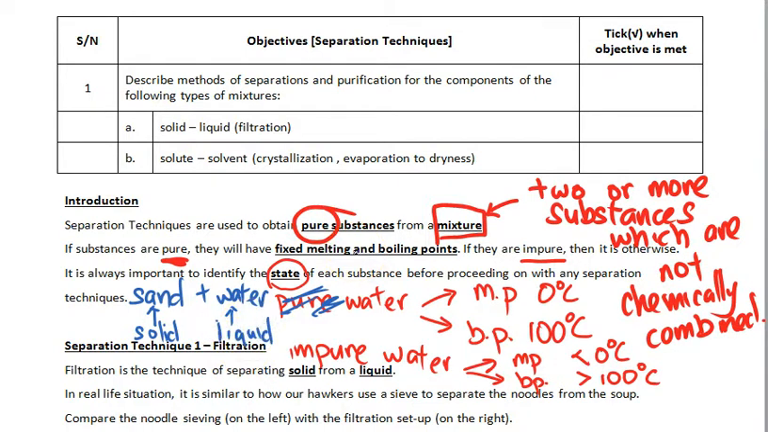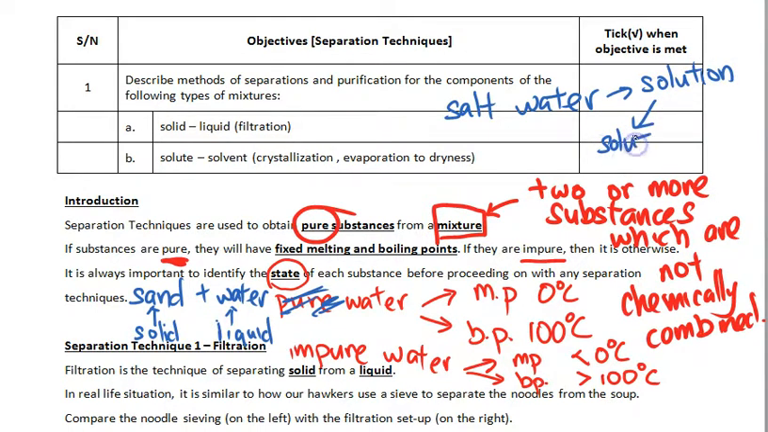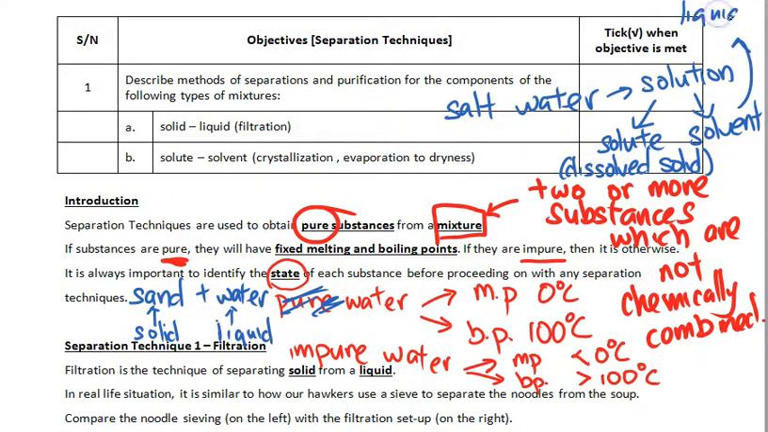Okay, now another case is we can have maybe salt water. For salt water, it's slightly different. You cannot think of it as a solid and a liquid. You got to think of it as a solution. And what is a solution made of? It's made of a solute and a solvent. Okay, what is a solute? For a quick recap, it is actually a dissolved solid. And your solvent is actually the liquid which dissolves the solid.